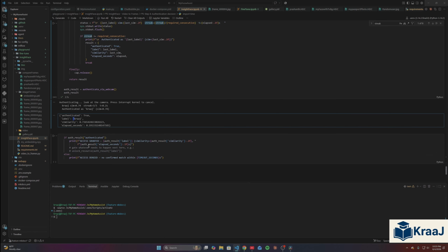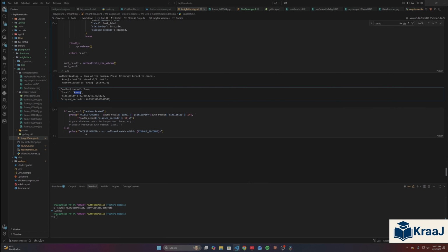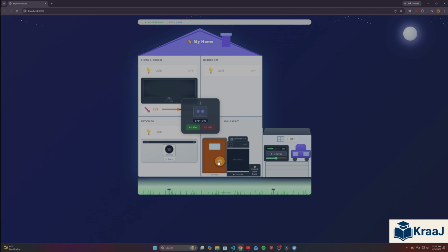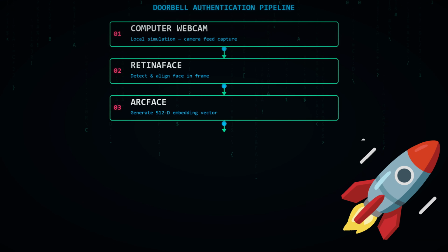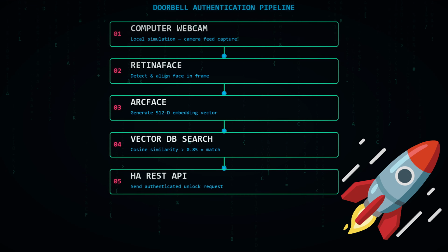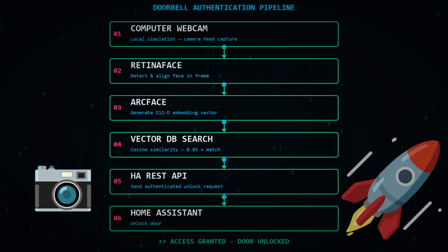Our local vector database compares that vector using cosine similarity in sub-milliseconds. When the score passes our security threshold, a REST API call triggers Home Assistant to unlock the door. In this video, we are going to build a very simple piece of this pipeline step by step on our local dev machine, from webcam capturing to API automation. Let's jump into the code and get started.